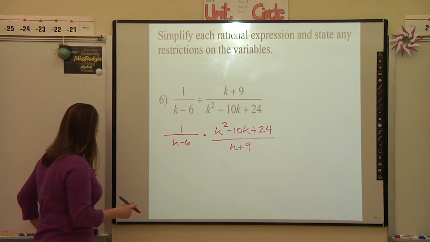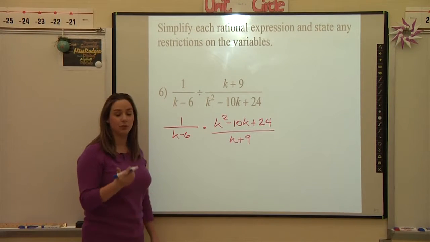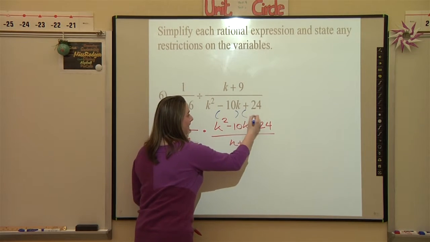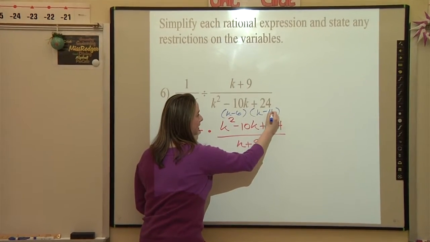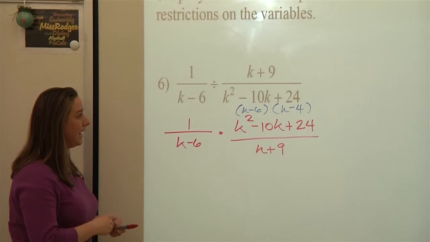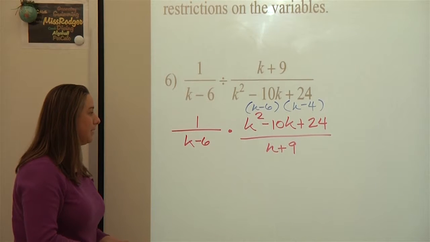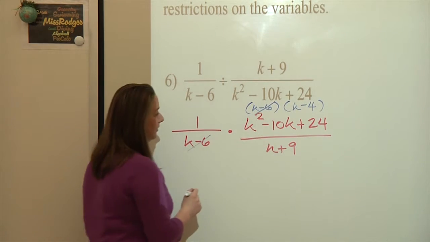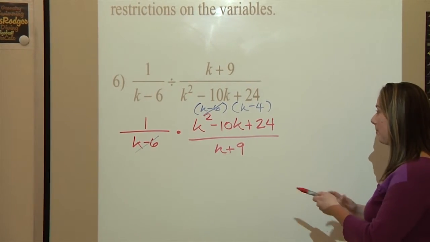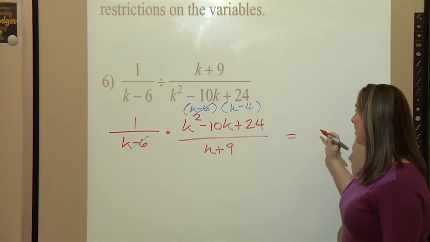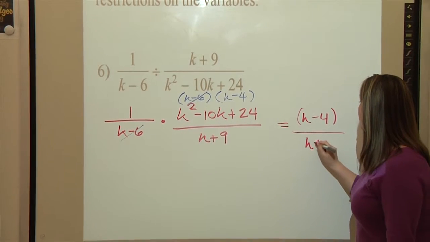And again here, I want to factor anything that can be factored. So I want to think about k squared minus 10k plus 24, how that factors. This is going to factor to be k minus 6 and k minus 4. And again, I can rewrite it here, or I can just start to cross-cancel. That's really my choice. I'm going to cross-cancel, so this k minus 6 and k minus 6 are going to cancel out. And in the numerator, I'm left with 1 times k minus 4, which is just k minus 4. And in the denominator, k plus 9.